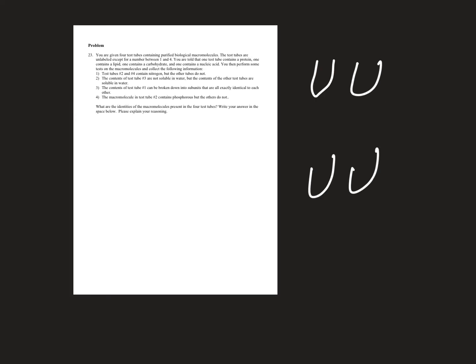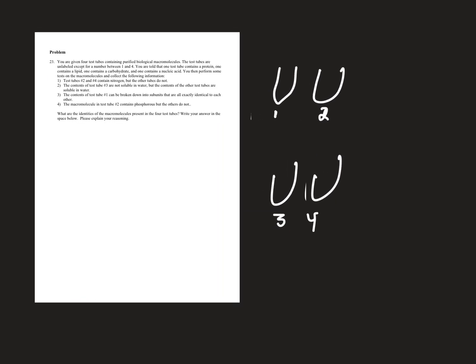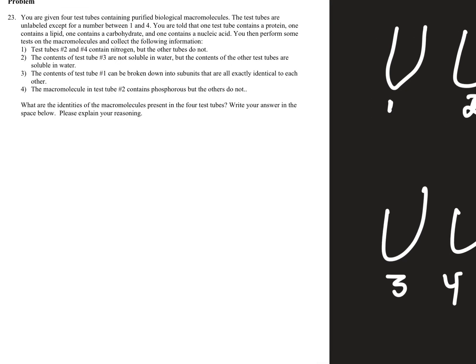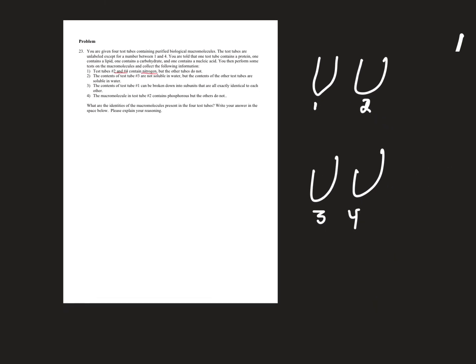All right, so there were 4 test tubes here, and they tell you in the problem that these 4 test tubes had different materials, and they give you a description of each of these. The first clue says test tubes 2 and 4 contain nitrogen, but the others don't. So 2 and 4 have nitrogen, and the others don't.